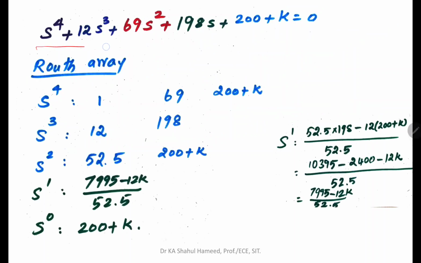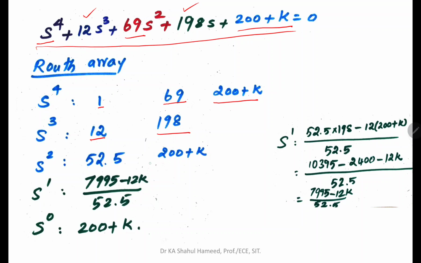Now we have to make a Routh array. First I am taking the even powers. The even powers are s power 4, s square, and the constant term. The odd ones are 12 and 198. So I am writing the first row, s power 4: 1, 69 and 200 plus K, and then s cube, where I write the odd power coefficients, 12 and 198.